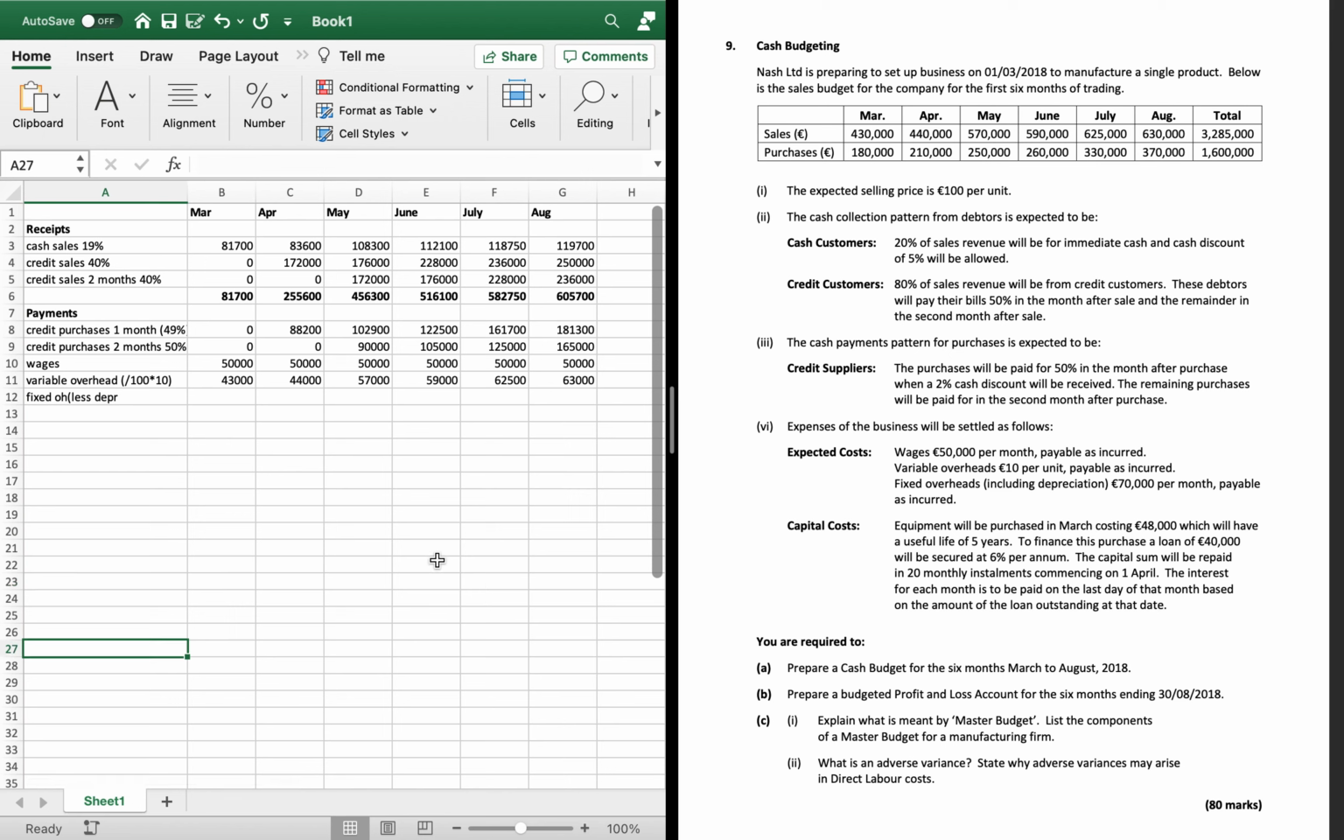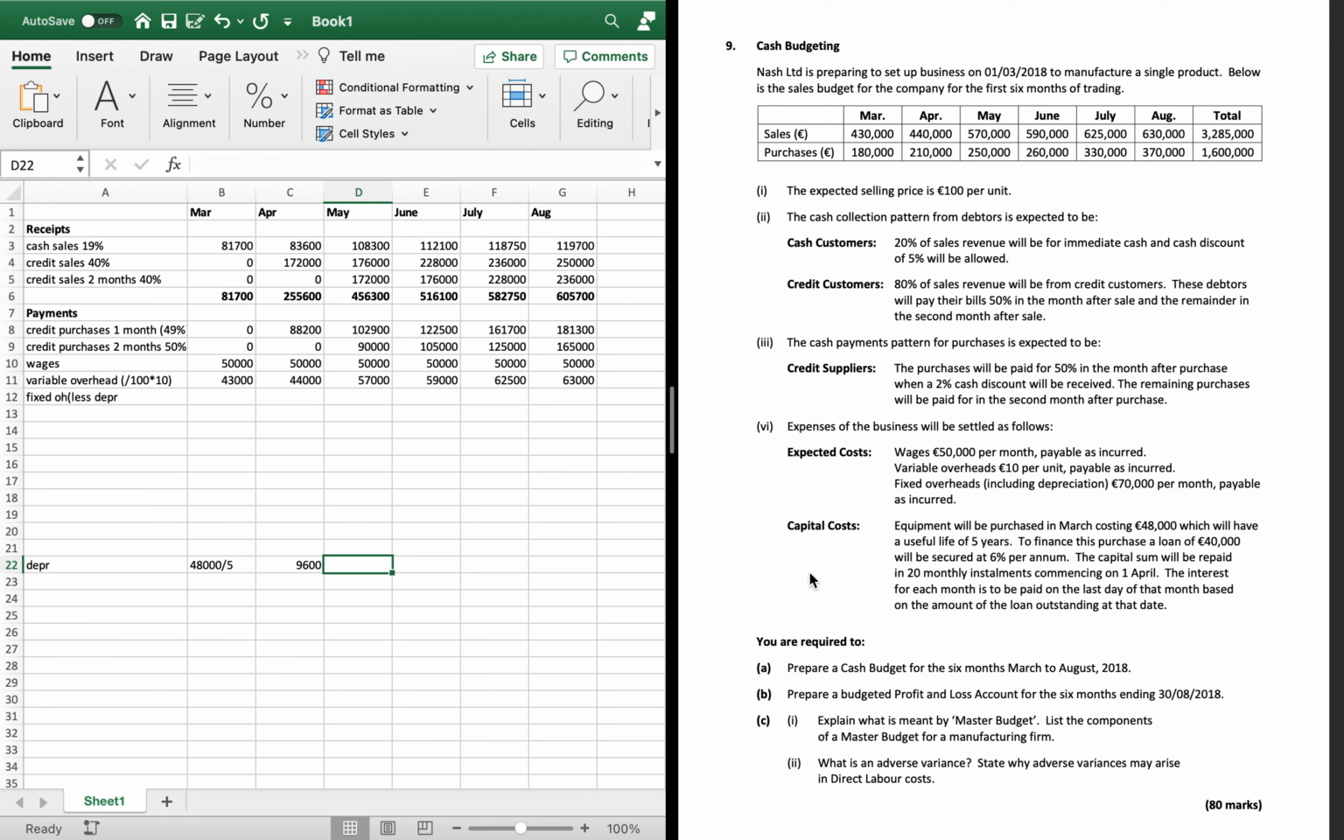So just going to come down here for a little bit. The depreciation is going to be on the asset that we buy. So if we go down and look at the capital cost, that's the asset that we buy. So it says equipment will be purchased in March costing 48,000 and will have a useful life of 5 years. So that means you write it off over 5 years. So the depreciation is going to be 48,000 divided by 5, which is 9,600. Now that's per year.